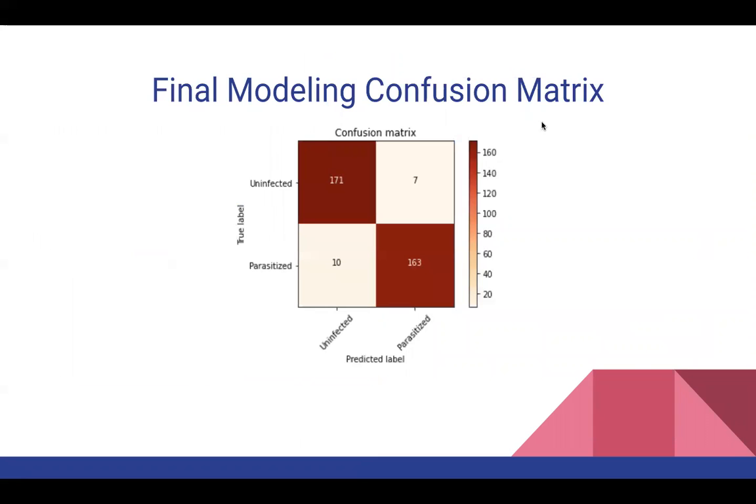Here's the confusion matrix. You can see here on the left diagonal, the correct classifications, and here on the right diagonal, the incorrect. So this is basically the false negatives and the false positives. You can see though these are relatively small numbers, so that was very encouraging.